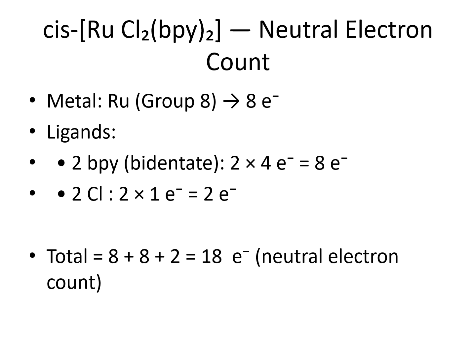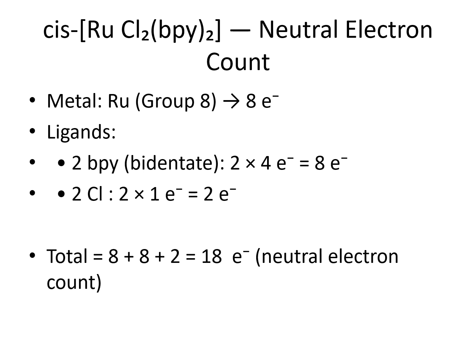Okay, now that we got the IUPAC name out of the way, we can take care of the neutral electron count. So for this metal, ruthenium, in the periodic table, it's in group 8. So it's going to give us 8 electrons. The bipyridine ligands each give us 4 electrons. And since we have 2, that'll be a total of 8 electrons.